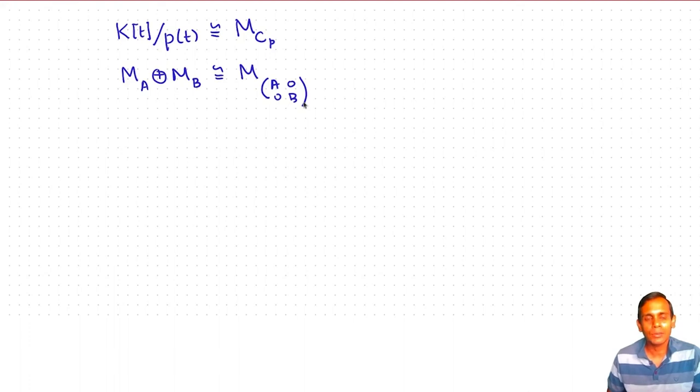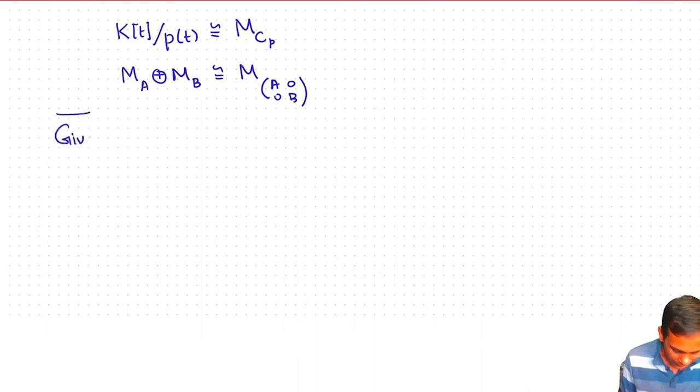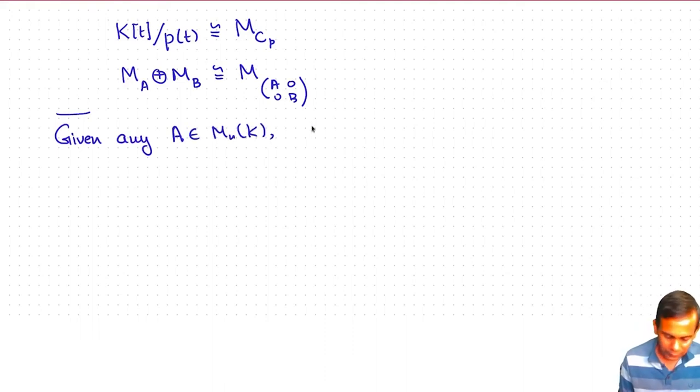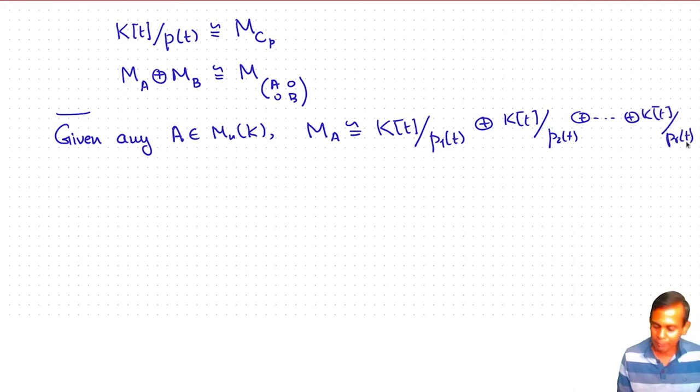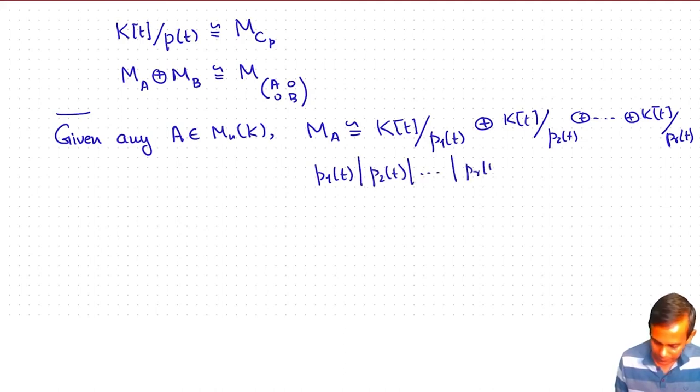We can put this together to write down a form for any matrix now. So we know that given any matrix A belonging to M_n(K), we can write M_A isomorphic to K[T] mod P1(T) plus K[T] mod P2(T) and so on, where P1(T), P2(T) up to PR(T) are all monic polynomials in K[T], and P1(T) divides P2(T) divides up to PR(T). Monic because these polynomials can be chosen up to unit, so you can always make the leading coefficient equal to 1.